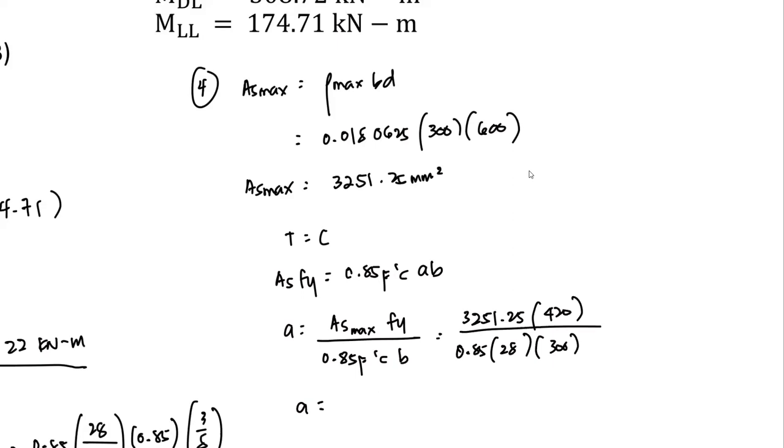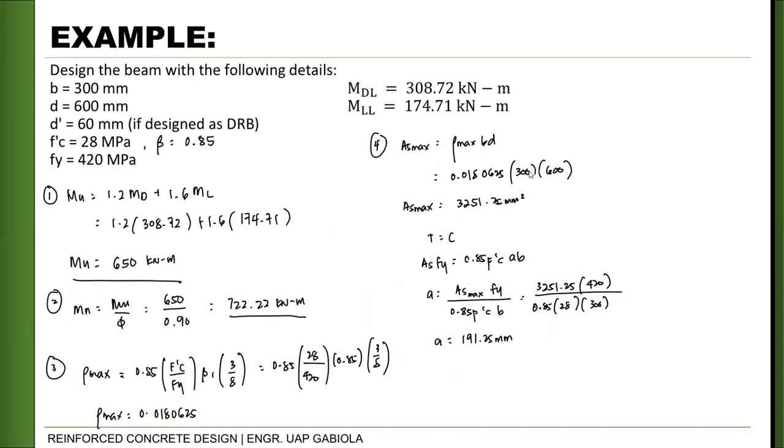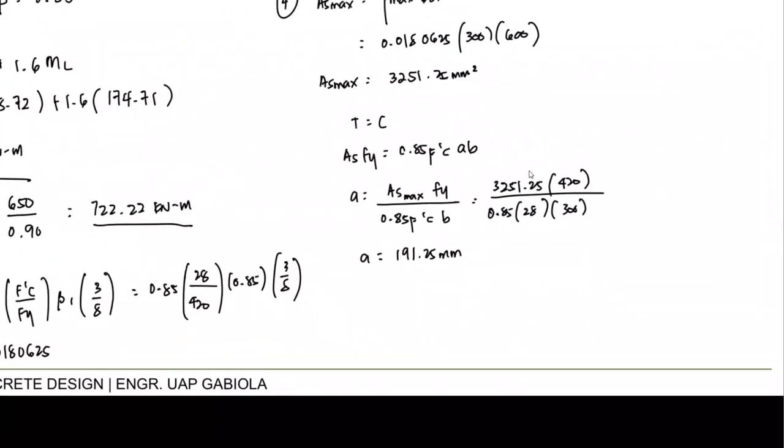So we have 3251.25 times 420 over 0.85 times 28 times 300. That is 191.25 mm. Okay. Once na meron na tayo nun, I think we can now calculate our moment.